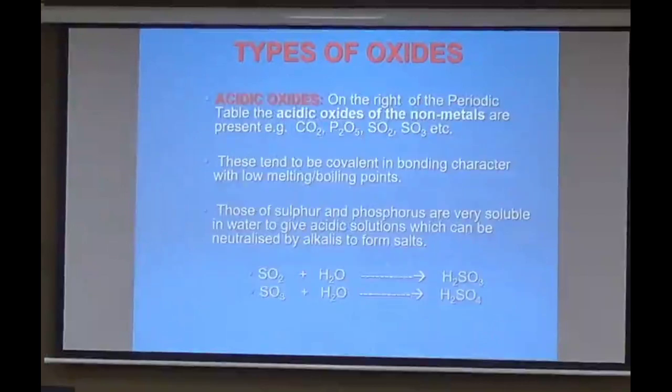Next is acidic oxides. Acidic oxides are generally the non-metallic oxides. This is clearly shown by this example. Sulfur dioxide reacts with water to form sulfuric acid. Sulfur dioxide is a non-metallic oxide. It dissolves in water to form sulfuric acid. Similarly, sulfur trioxide dissolves in water to form sulfuric acid. So this indicates that when they dissolve in water to form acids, these non-metallic oxides are actually acidic oxides.